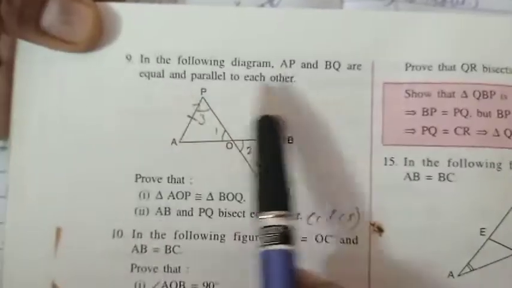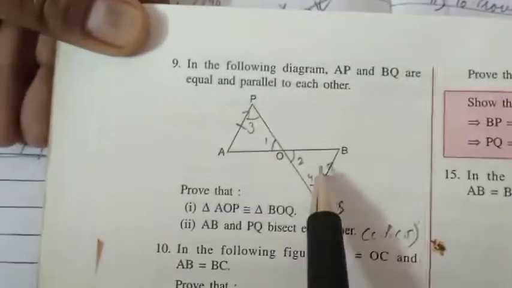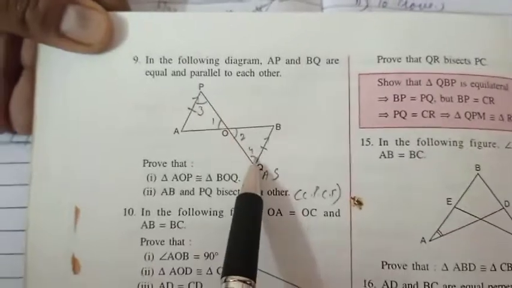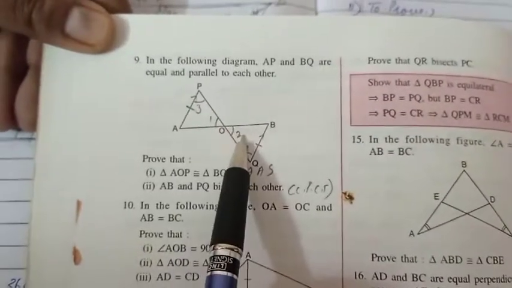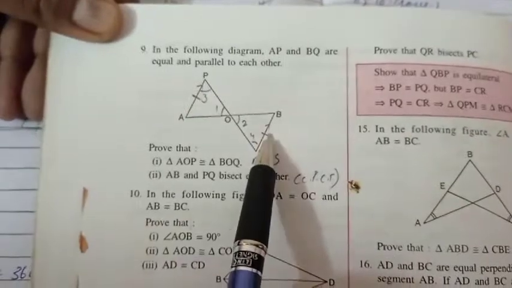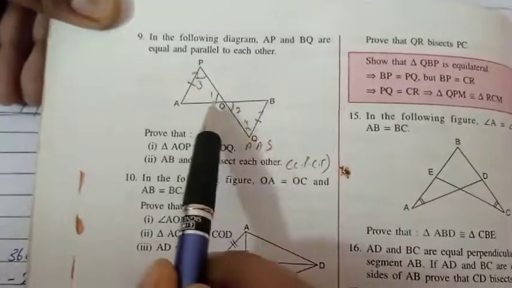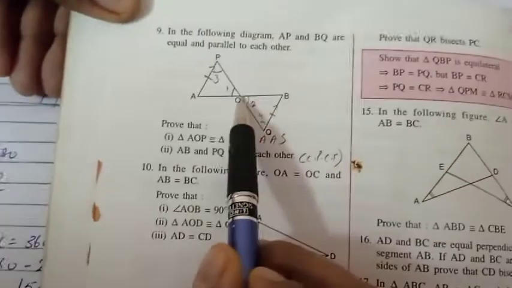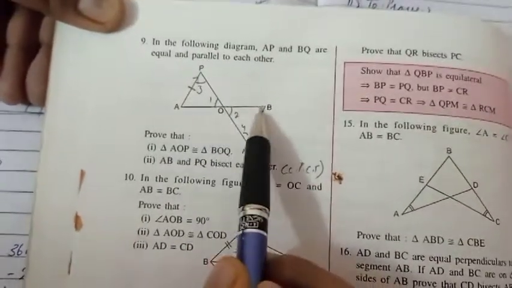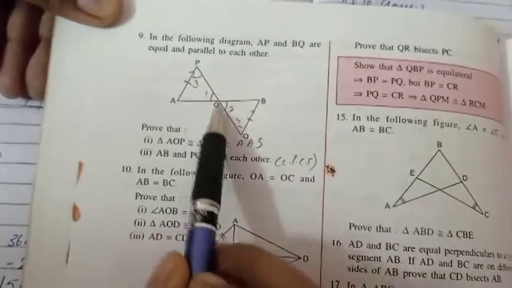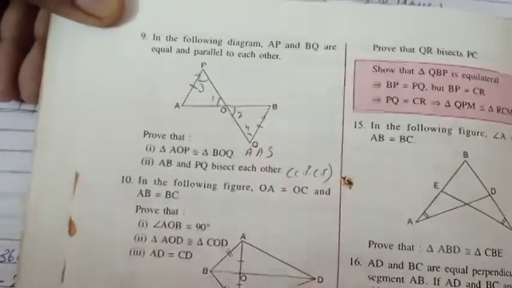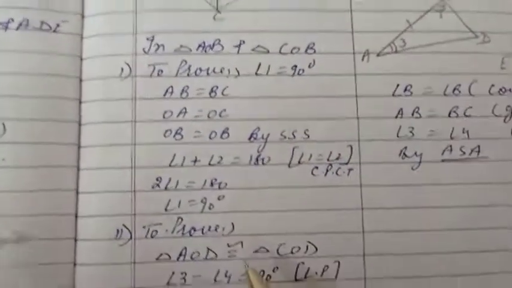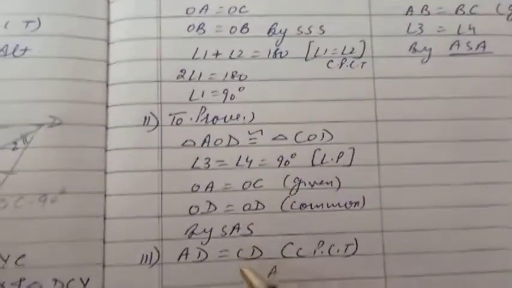I wrote the ninth question. You can prove congruency of both the triangles by angle side angle. This is equal to this, interior alternate, angle 1 is equal to angle 2, vertically opposite, and this side is equal to this side. By angle side angle property, they are congruent. And do AB and PQ bisect each other? Yes, they are bisecting because OA will be equal to OB by CPCT, and OP is equal to OQ by CPCT. So this is the solution of question number 10. You can go through it and understand it. Very simple question.